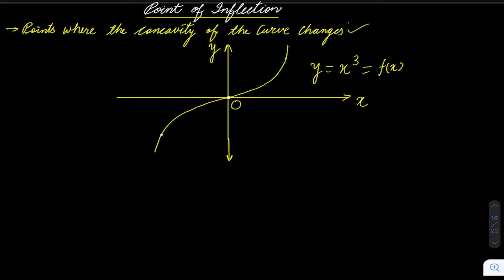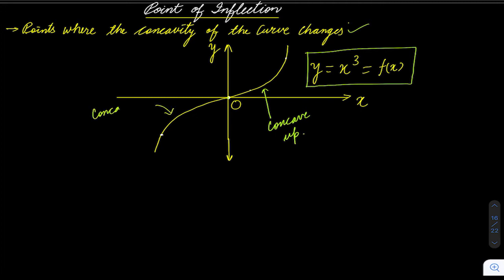So let's take an example. Let's take a graph of y equal to x cube. So you can see at origin, to the right of origin, the graph is concave upwards. The graph is concave upwards. And to the left of origin, my graph is concave downwards. Now you will be thinking, what is concave up?